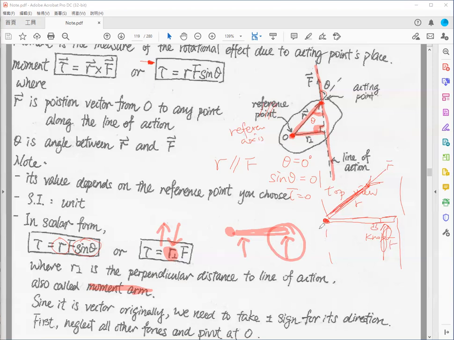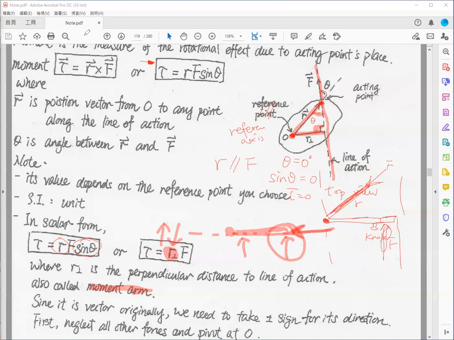But if you open the door by applying the force along this direction, this force will pass through this point to give the perpendicular distance 0. That means there's no moment, so the door does not rotate. Okay, so that's the idea of the moment.